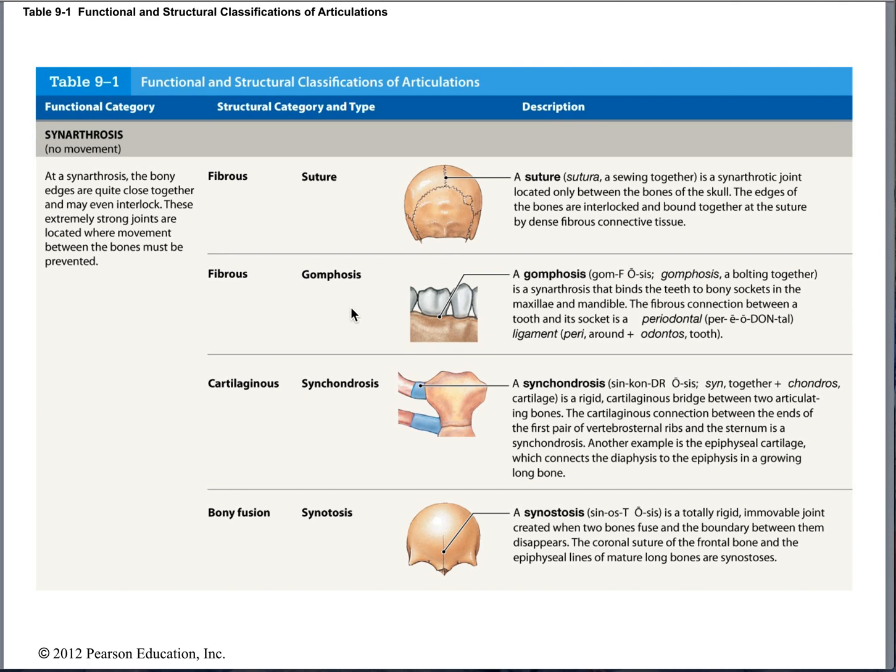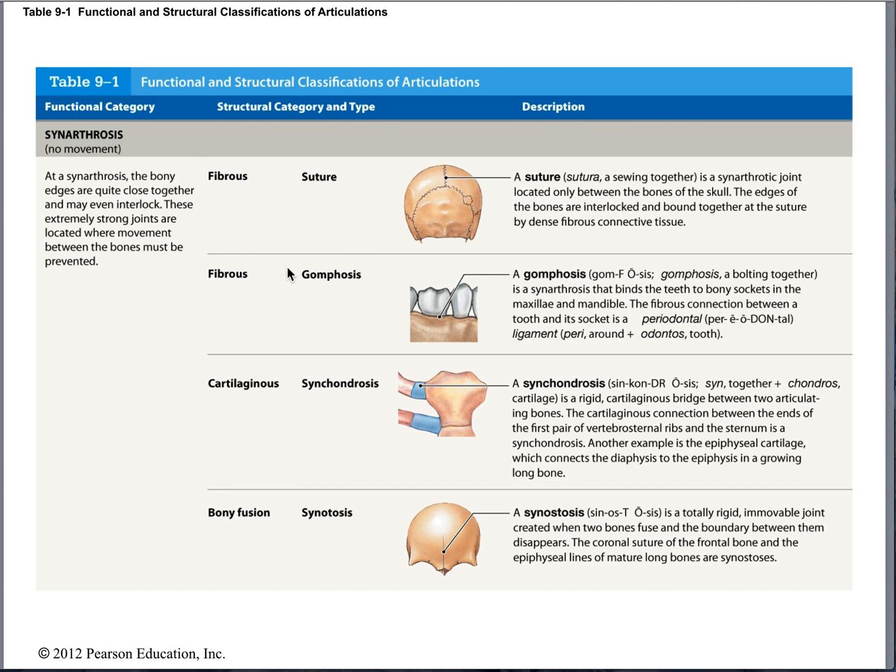So here are some joints, right? Don't worry about fibrous. This is structural. I want you to look at functional classification. So these are all what we call no movement. Do you want your teeth to move? No, if they move, they fall out. So the joint that I will ask you to remember is called gomphosis.